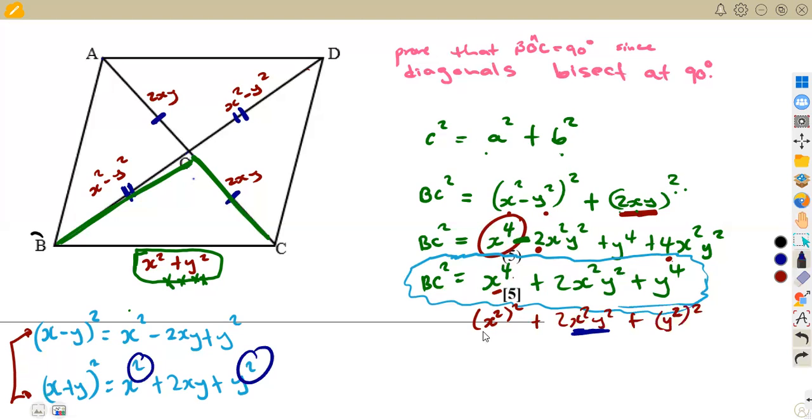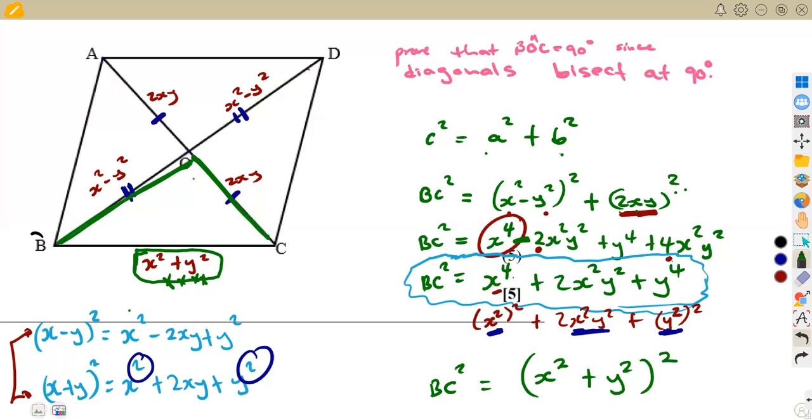So if that is our first and that is our last, it means this can be factorized as (first plus last) squared. The first, which is x squared, the last, which is y squared, everything squared like this. That is how you're supposed to factorize this. Or you can apply your basics of factorization, but we could have factorized that way.